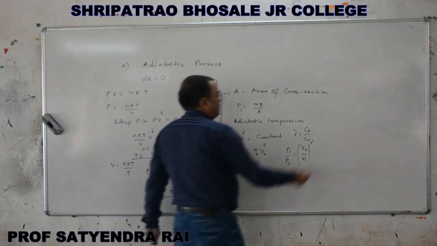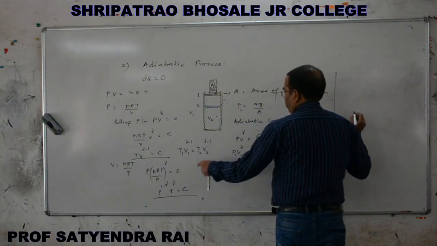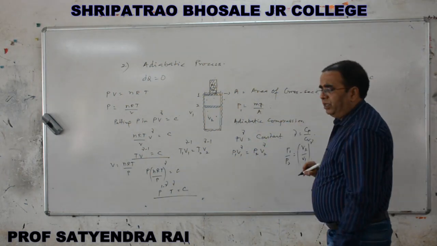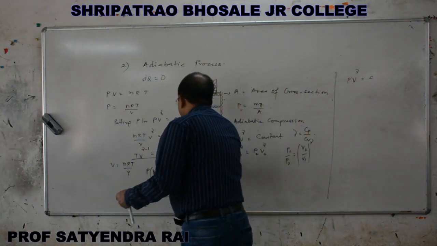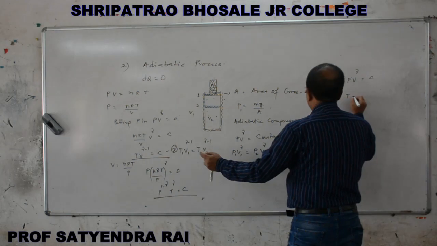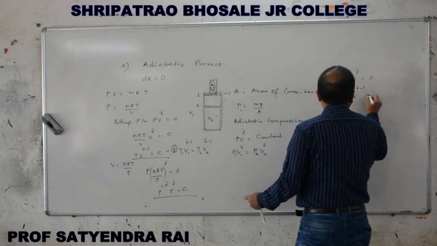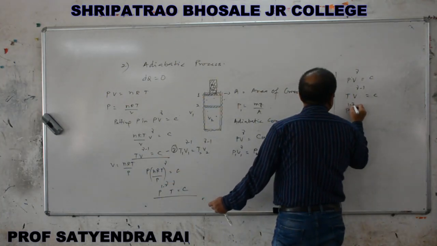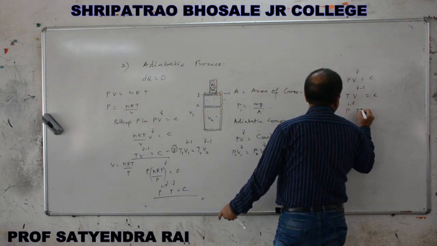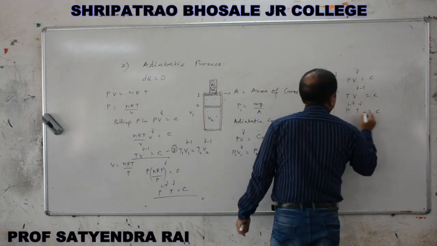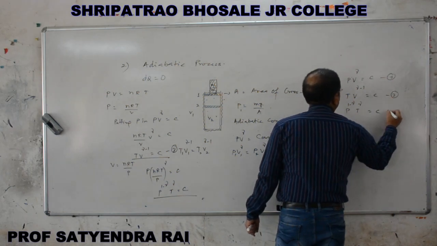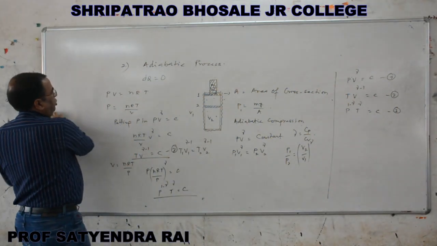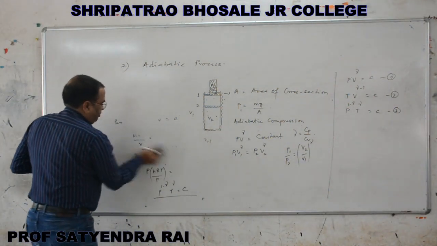So finally we can summarize it as three basic relations. One between pressure and the volume, P V to the power gamma is a constant. The second one we have got here as number 2, T V to the power gamma minus 1, and that is another constant C. And third one, P to the power 1 minus gamma into T to the power gamma is another constant C. These three relations, 1, 2 and 3, are frequently used in numerics in solving problems. Now come to the point again.